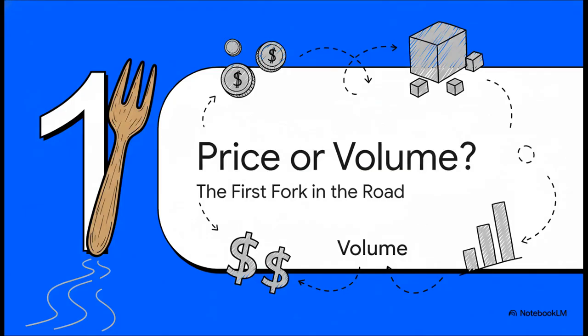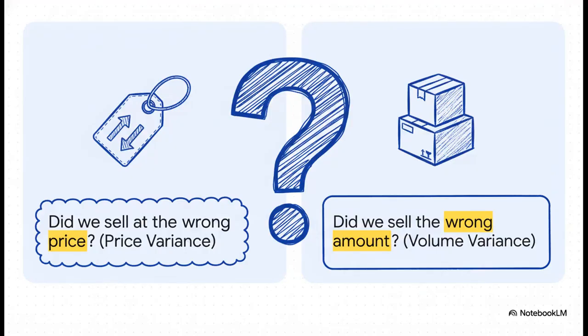And that brings us to the first fork in the road of our investigation. To really get to the why behind that total variance, we have to split it apart into its two main drivers: the price we charged for our stuff and the volume of stuff we actually sold. So to crack this case, we have to answer two really basic questions. First up, did we sell our products at a different price than we planned to? That's what the sales price variance will tell us. And the second piece of the puzzle, did we sell a different number of units than we put in the budget? That's the sales volume variance. It's one or the other, or maybe both.